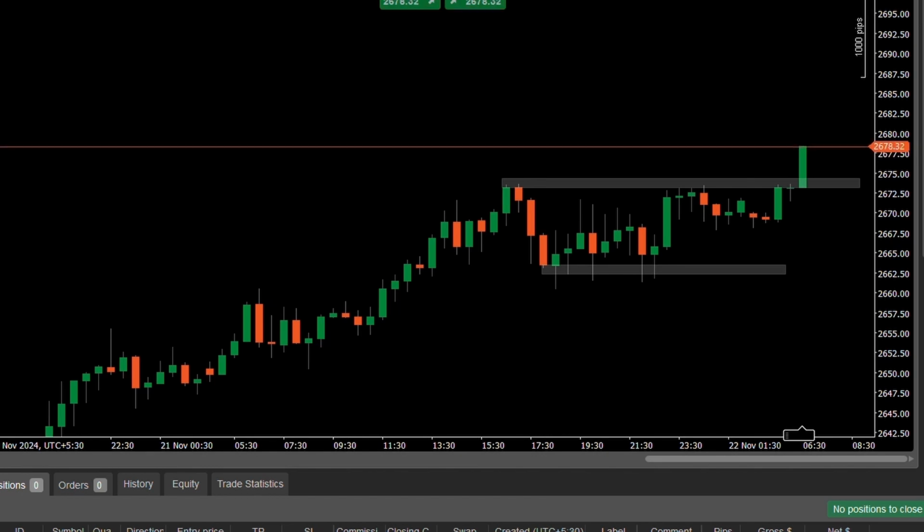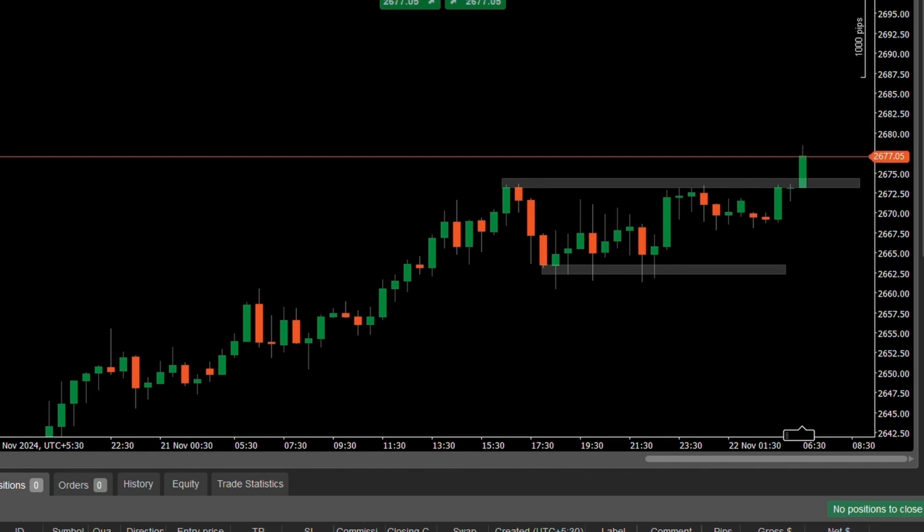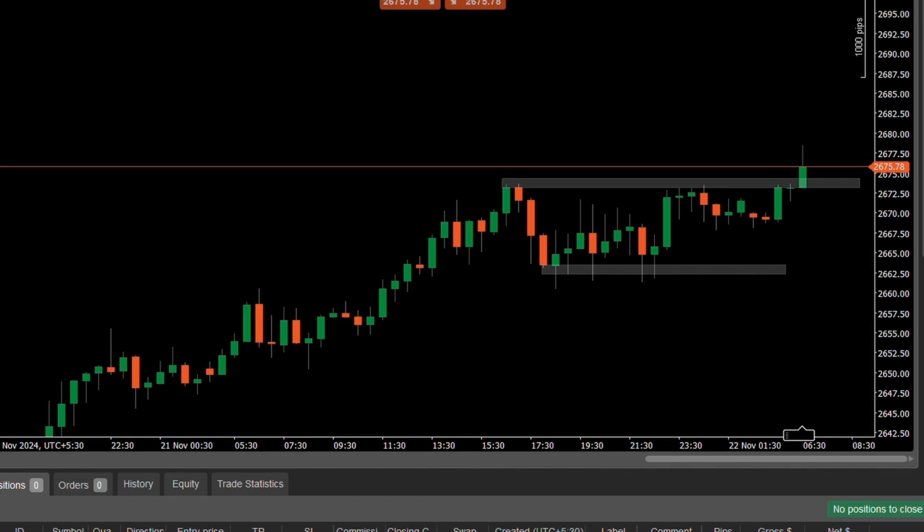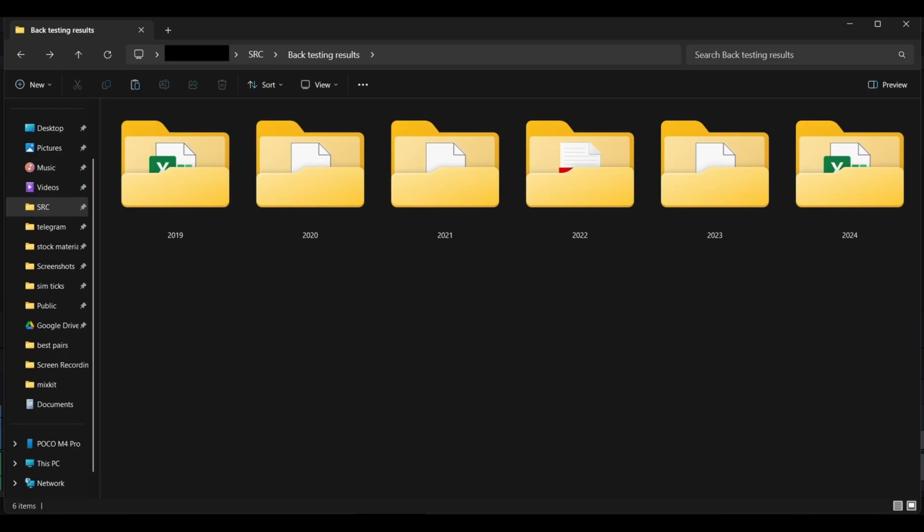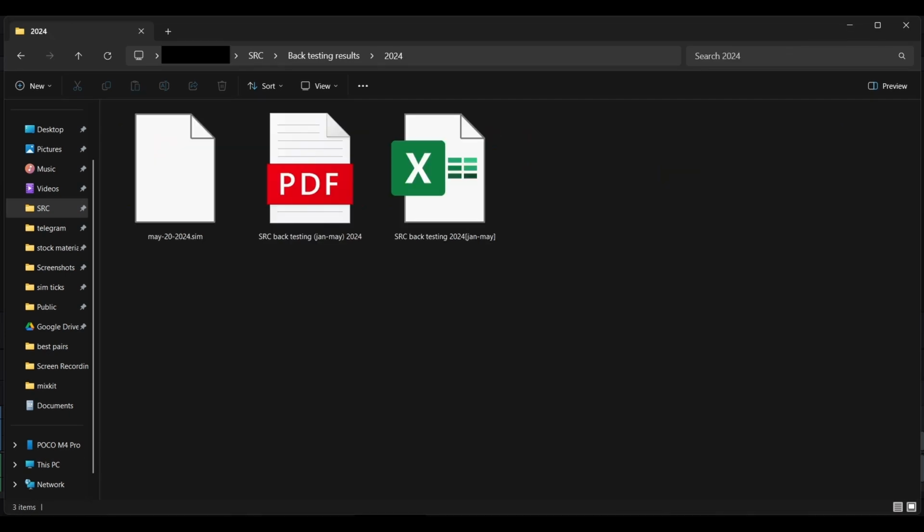These pairs are very suitable to our strategy. I am telling this by backtesting them. Let's see what I am backtesting. See here, I put them in my laptop. I backtested up to 2019. See, I have those PDFs and those backtesting files. These will all be available soon.